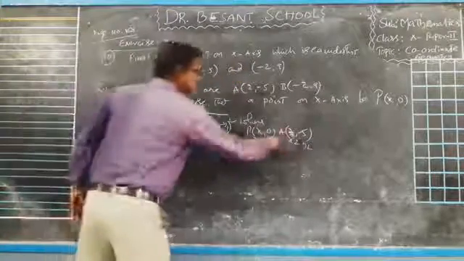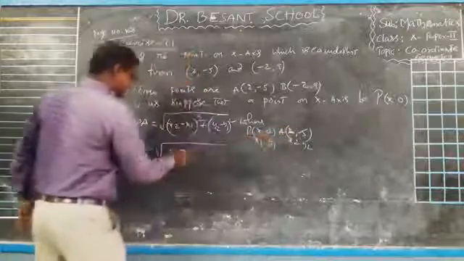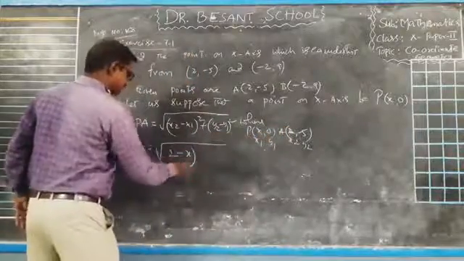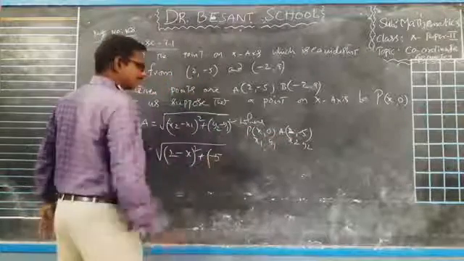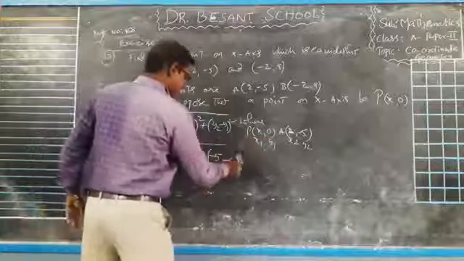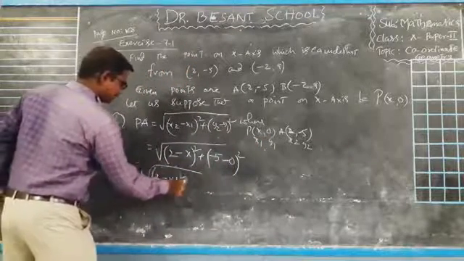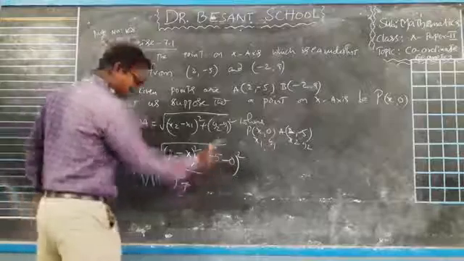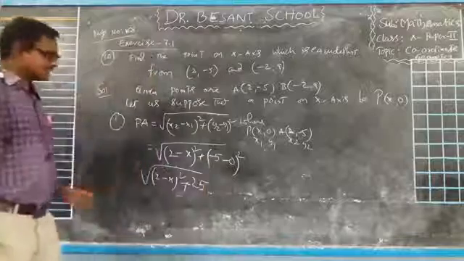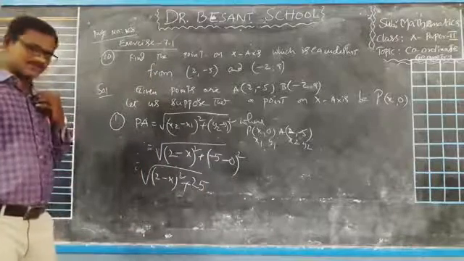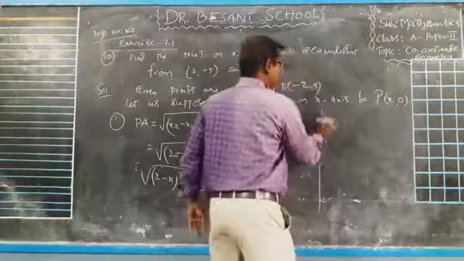Root over x2 means 2, minus x1 means x, whole square, plus y2 means -5 minus y1 means 0, whole square. So it is (2 minus x) whole square plus (-5 minus 0), which is -5 only. (-5) whole square is 25. So we got PA distance is root over (2 minus x) whole square plus 25. Leave it. Next we find PB distance.